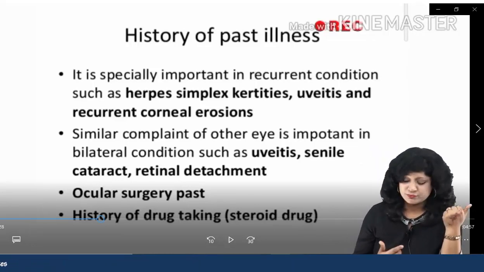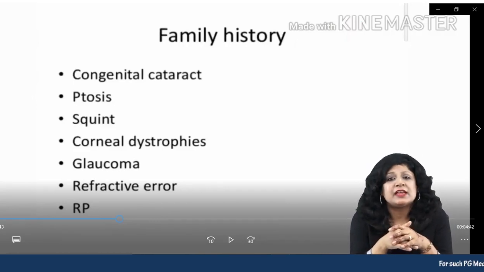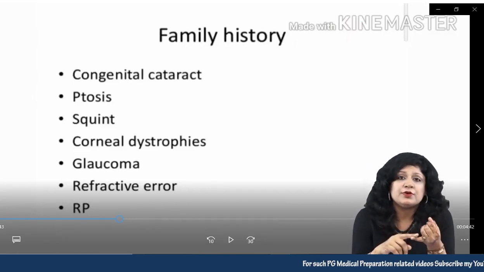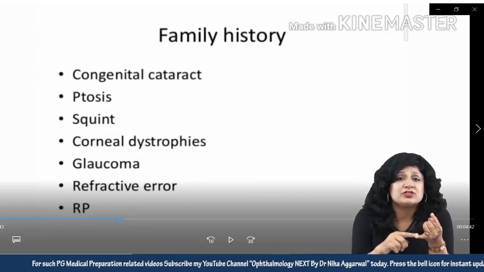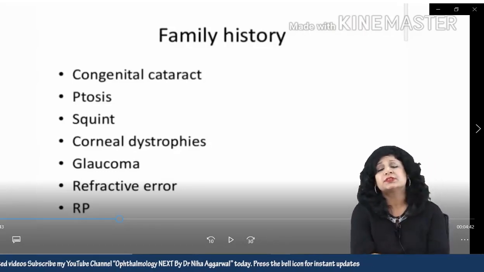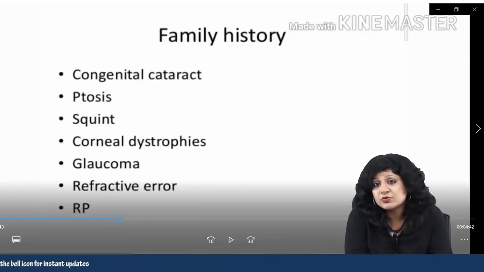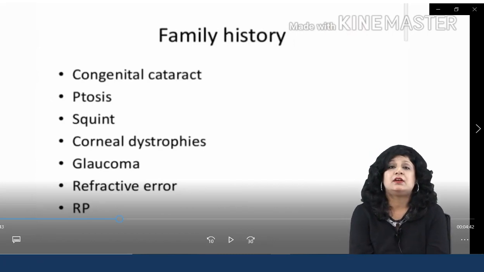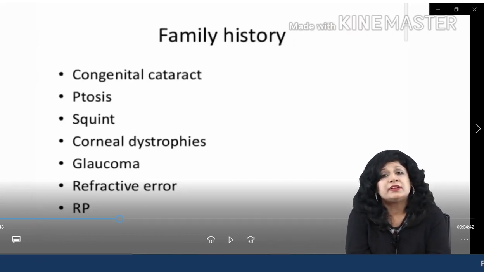be taken care of. Then the next important thing is the family history. Family history is again important. It could be running in the families, as we can have congenital cataracts, it could be ptosis, we can have the squints, the dystrophies. Glaucoma is very, very notorious for running in the families. Refractive errors, especially the high myopia, the pathological myopia, the retinitis pigmentosa.